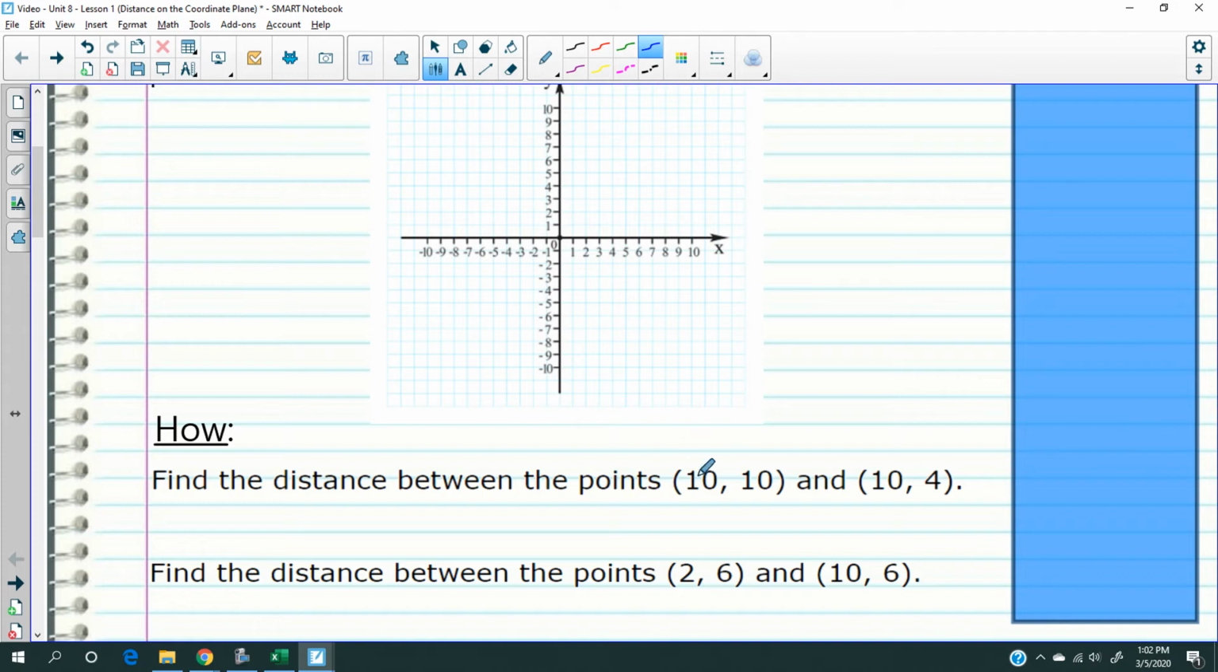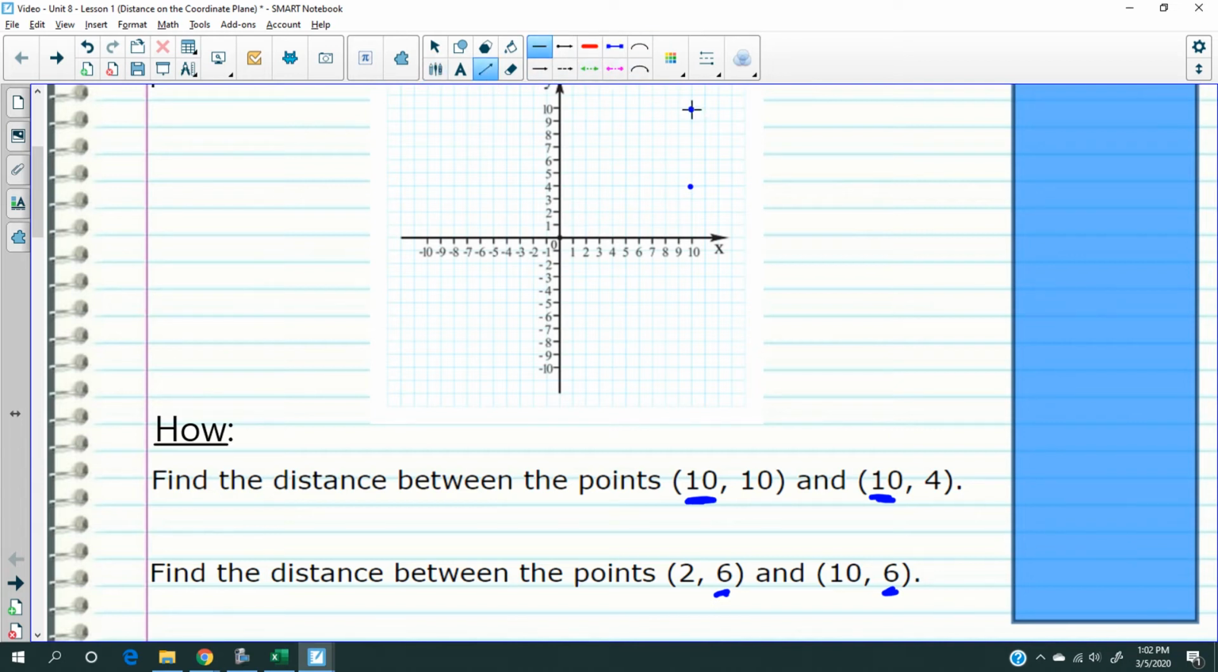Have you noticed that this value is the same as this value, and that this second value is the same as this second value? So if I go 10, 10 again, and 10, 4, now we have a perfectly vertical line. Let me draw the line.